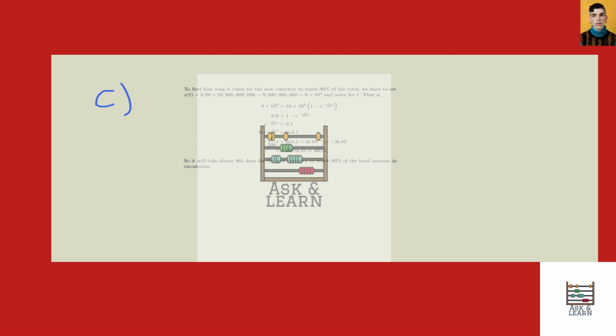So here I have laid out how you solve for it. For that, you would receive approximately 460.5, but since this is days, we have to round up. So it will take about 461 days for the new currency to reach 90% of the total amount in circulation.